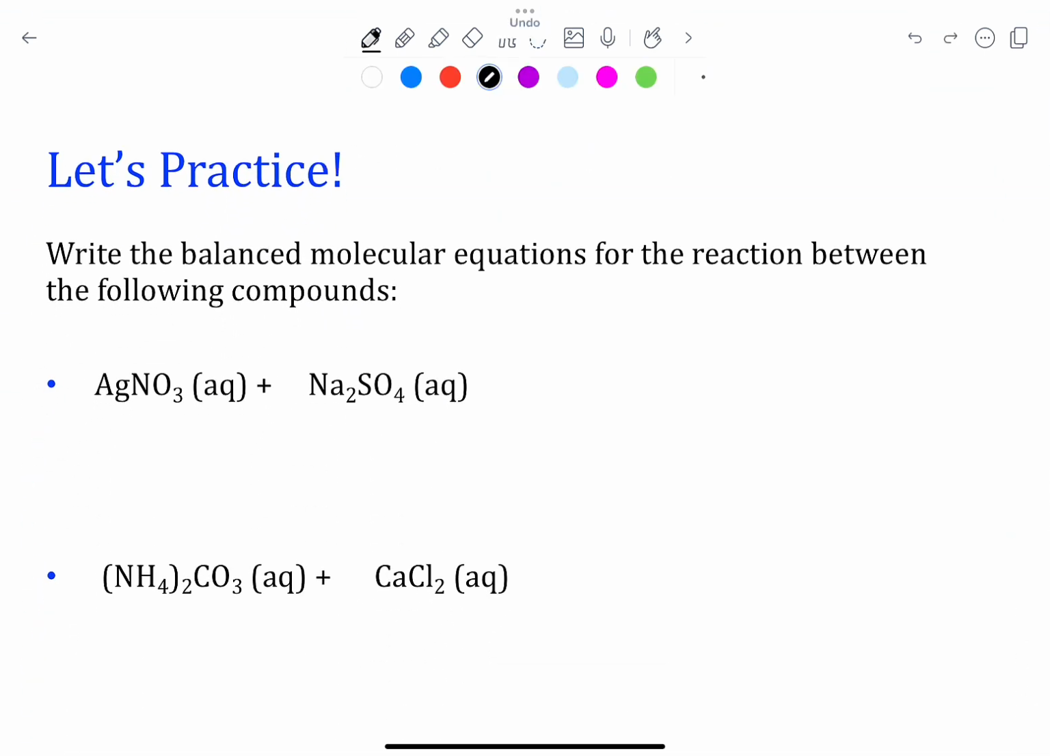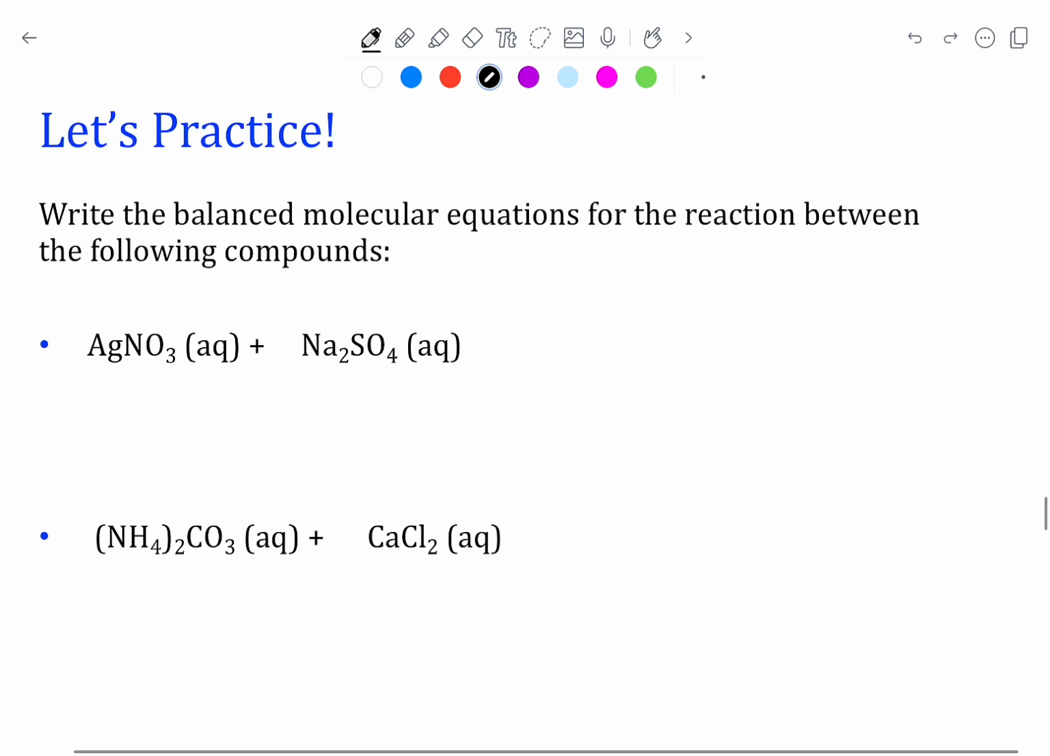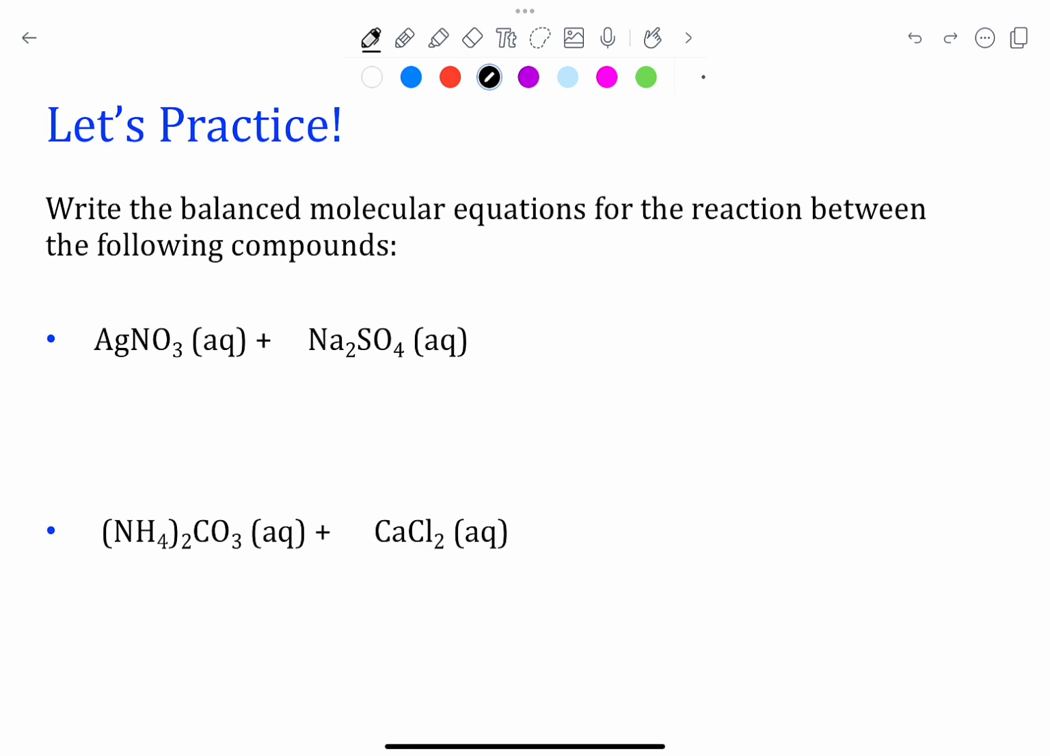The main thing that we have to practice with these types of problems is swapping our anions to form our products, balancing the equations appropriately, and then determining what our solid and what our aqueous products are going to be, if any. Because if you get that part wrong, then the rest of what we're going to do is not going to be useful. So here we have silver nitrate and sodium sulfate.